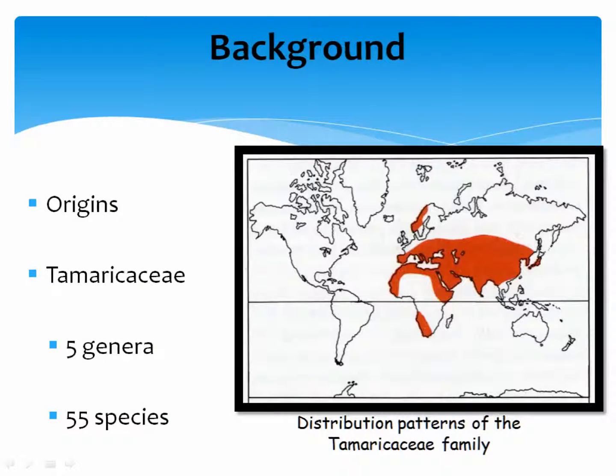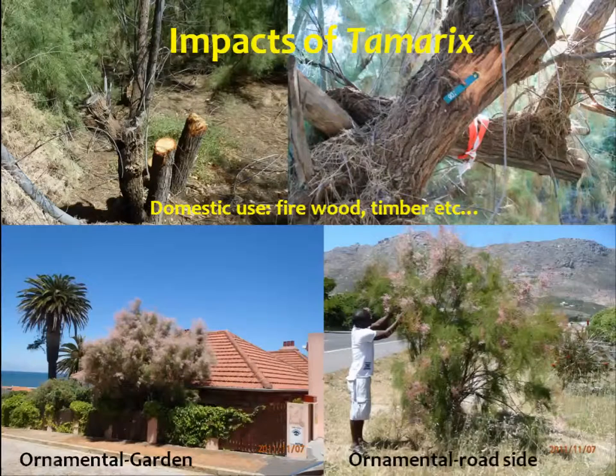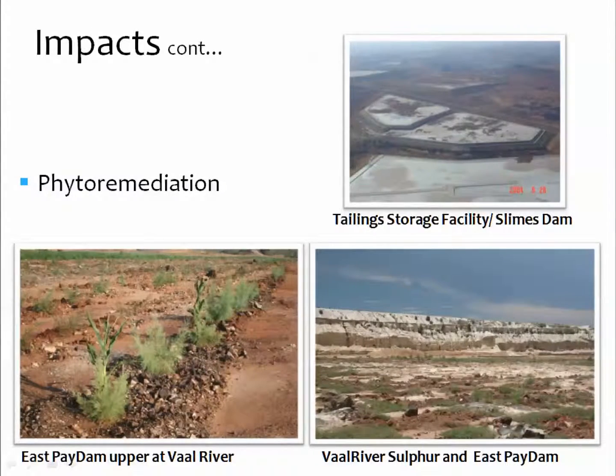And Tamarix is an Old World genus that has invaded so many parts of the world, including South Africa. It's from the family Tamaricaceae, and it's got 55 species. In South Africa, the plant is being used as firewood and as timber for construction, but mostly the pink flowering tamarix is being used as an ornamental plant. And more importantly, the indigenous species is being used in the mines for phytoremediation, whereby it is uptaking the salt from mine dumps and excreting it as gypsum.